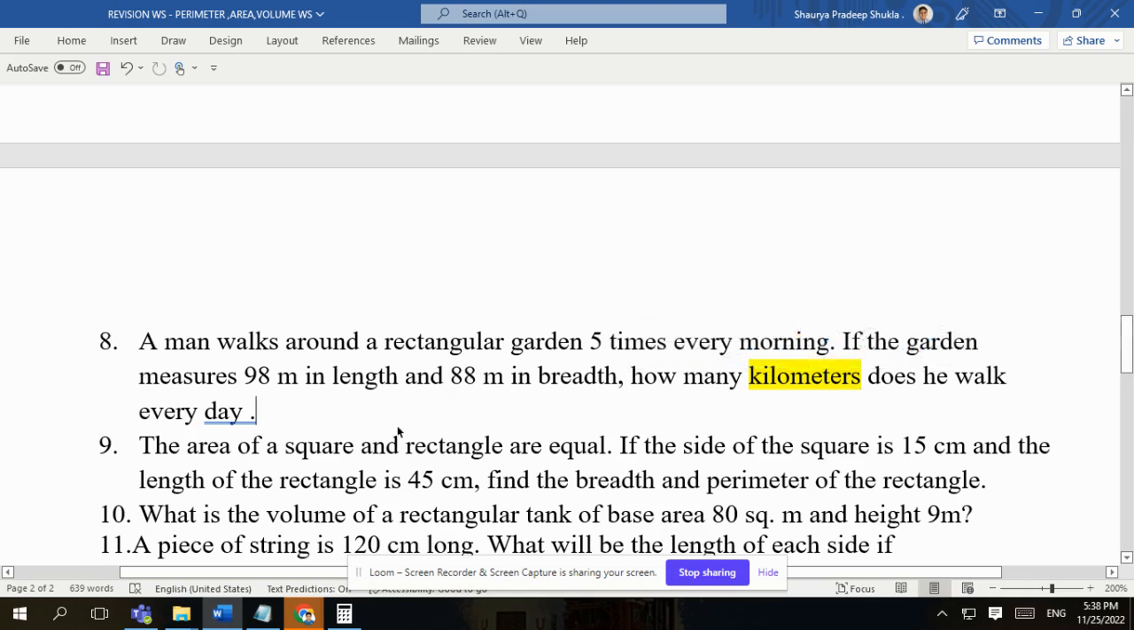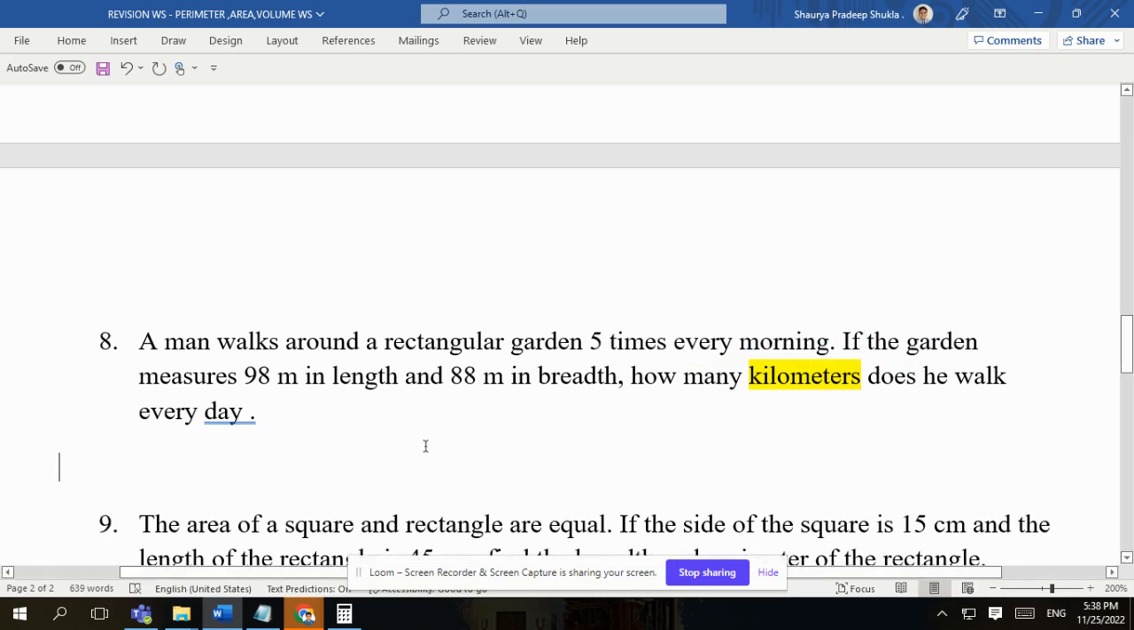Okay, first thing first. You know what the formula is? What is the perimeter? Perimeter is nothing but 2 times (L plus B), right? Yes, 2 times L plus B.